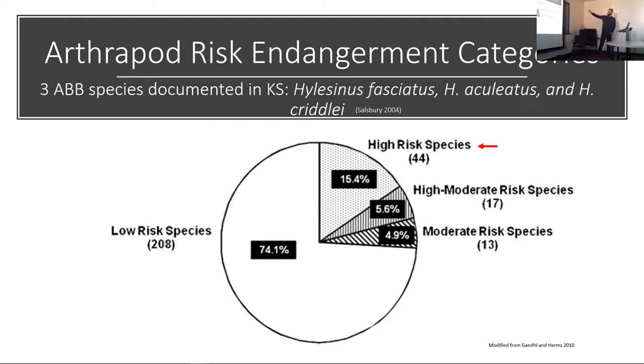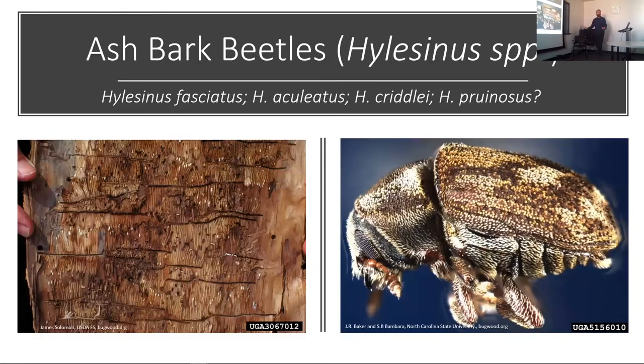They did this really neat study where they calculated this risk of endangerment for these arthropods that are associated with ash trees. They're able to assign a certain level of risk, right? So the more that the particular insect depends on that tree, the higher the risk of endangerment once emerald ash borer comes through. And what I'm concerned about are those insects that are allocated this high risk grade. One such insect group, genus, is ash bark beetles.